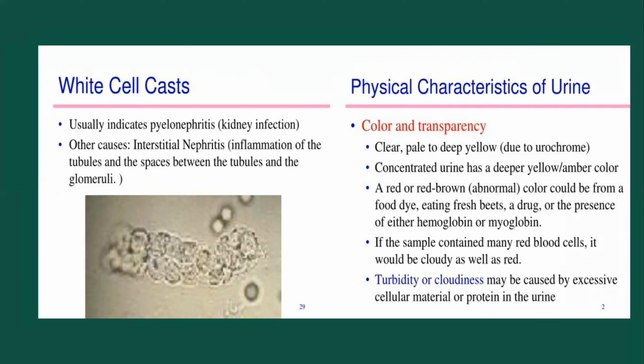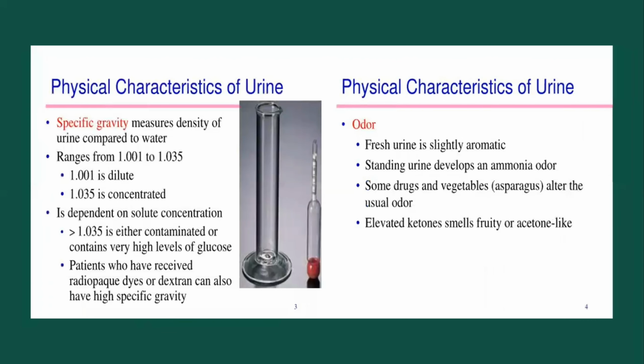Physical properties: urine is clear to pale yellow due to urochrome, and concentrated urine has a deep yellow or amber color. Red or red-brown color is abnormal and could be caused by food, eating fresh beets, drugs, or presence of either hemoglobin or myoglobin. If the sample contained too many blood cells, it would be cloudy as well as red. Turbidity or cloudiness may be caused by excessive cellular material or protein in the urine.